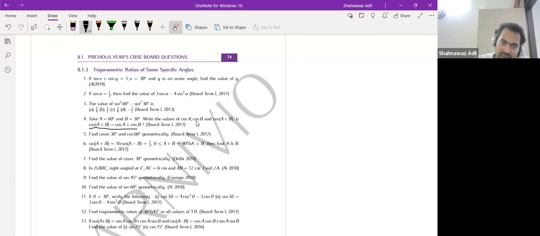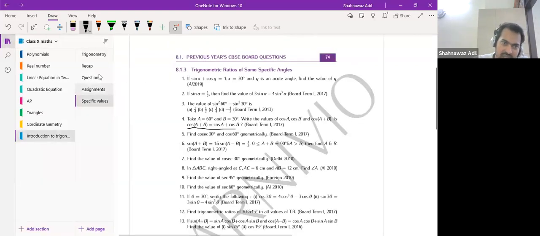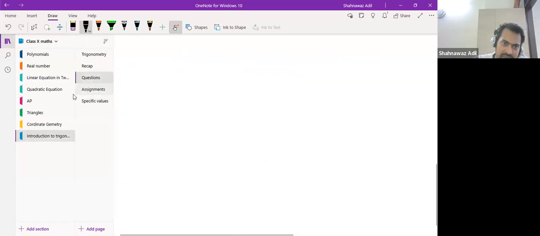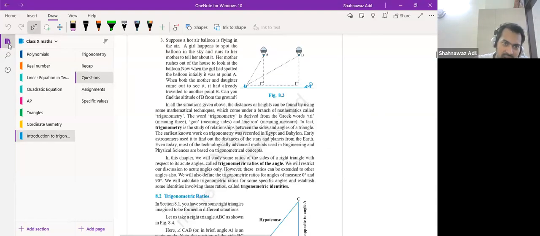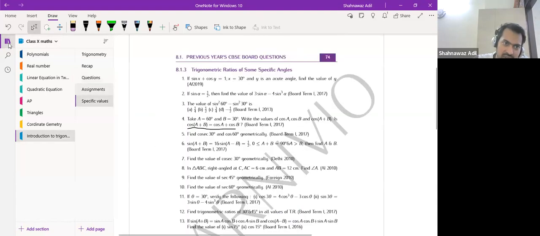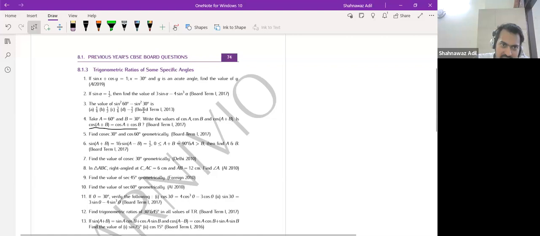So now, fifth question. Okay, I will give this as your homework. You try and then we'll see. So let us quickly go back to what we were doing. Or let me give the hint for this question. I can see that this question has been asked so many times. This type of question: find cosec 30, cos 60 geometrically.